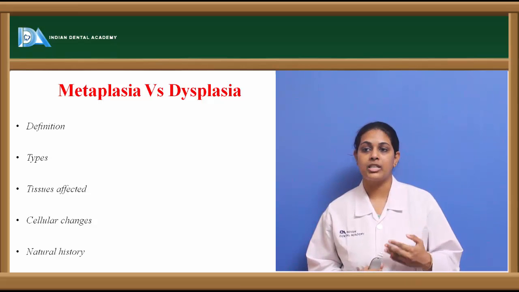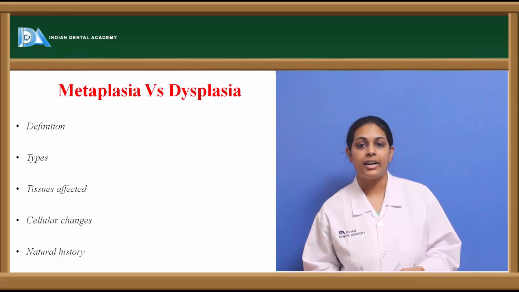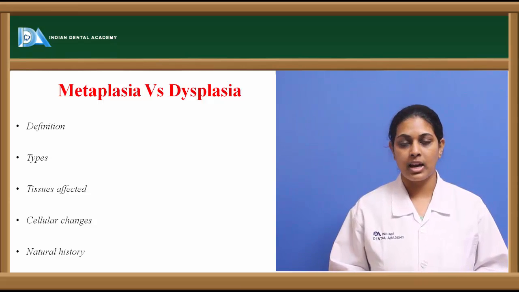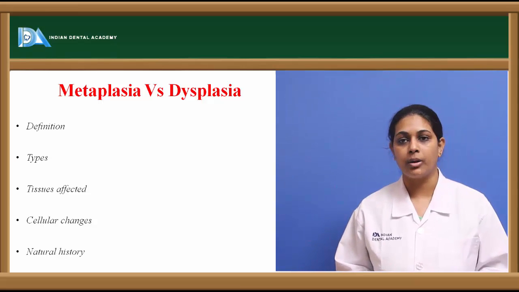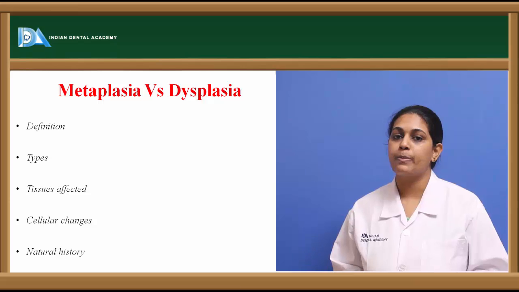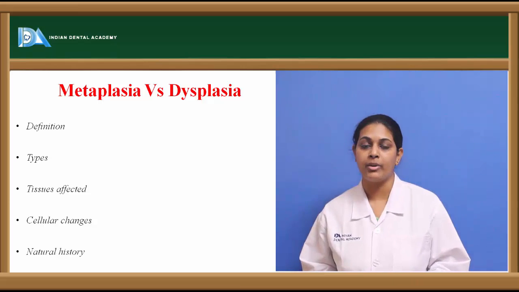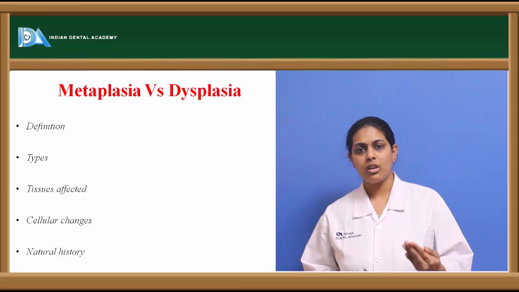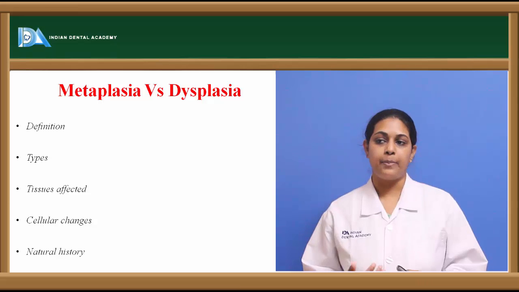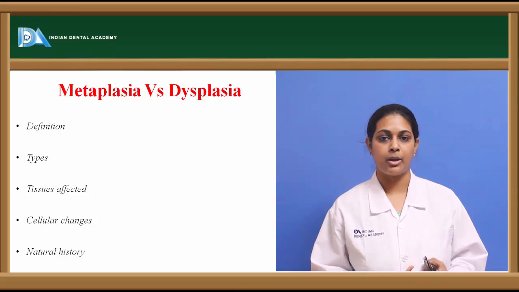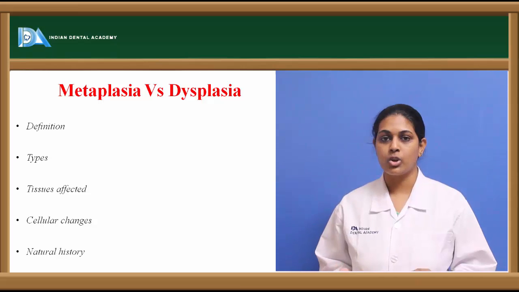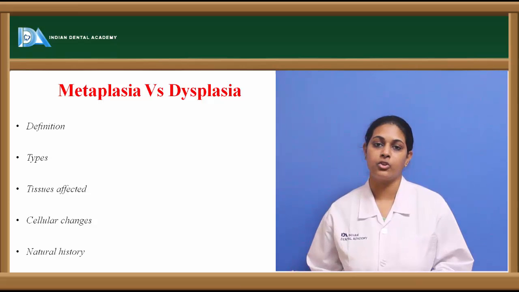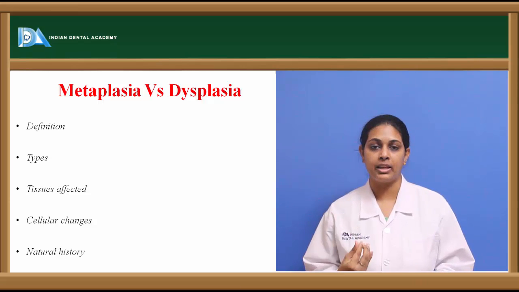Coming to the differences between metaplasia and dysplasia. By definition, metaplasia is a change from one type of adult epithelial or mesenchymal cell to another type of adult epithelial or mesenchymal cell, whereas dysplasia is defined as disordered cellular development which may be accompanied by hyperplasia or metaplasia. Metaplasia has types epithelial and mesenchymal, whereas dysplasia is only of the epithelial type. We do not see dysplastic features confined to the connective tissue, but only to the epithelial cells.